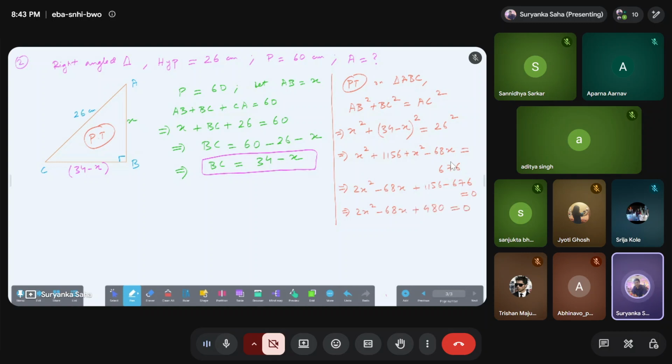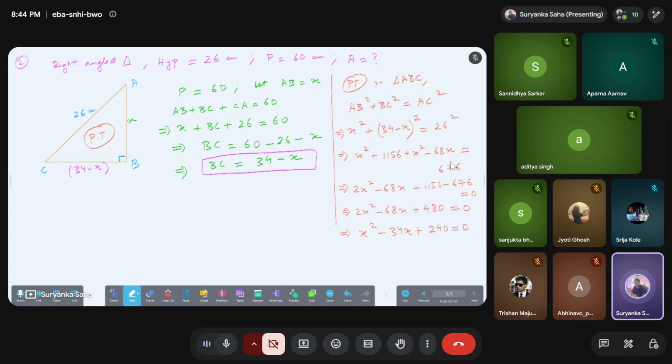Now we can divide the entire thing by 2. It will become a little bit more simple, isn't it? Everything you can divide both sides by 2. So division by 2 will give you x square, then 68 becomes 34x, and 480 becomes 240. Is this much clear or not?